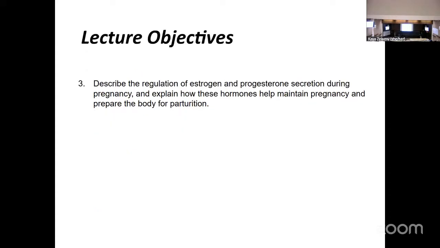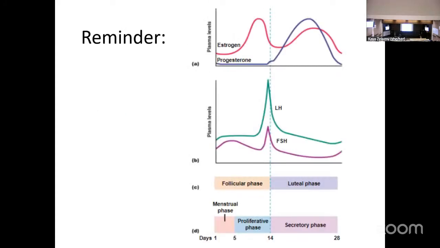So our last little topic here is we're going to be thinking again about estrogen and progesterone, but now we're going to be thinking about what they're doing during pregnancy. Okay. So a reminder, when we're thinking about estrogen and progesterone, we're chiefly thinking about the ovaries and what is happening during the ovarian cycle.